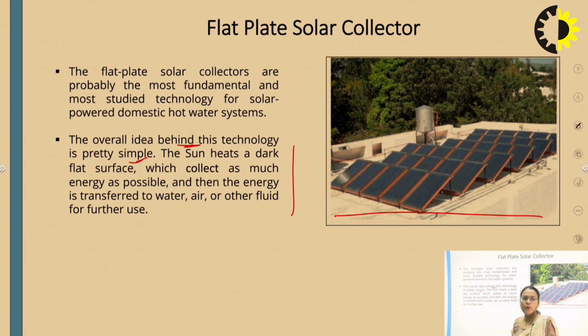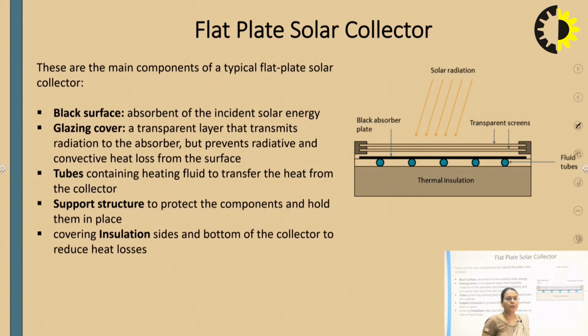We can trap the solar energy and use it for further generation of electricity. So the components used for the flat plate collectors are the black surface, the glazing cover, the tubes and the support structure along with the insulation. You can see this is the process through which we are collecting the solar energy from the sun using the flat plate collectors. The black surface behaves like an absorber of the incident solar radiation.